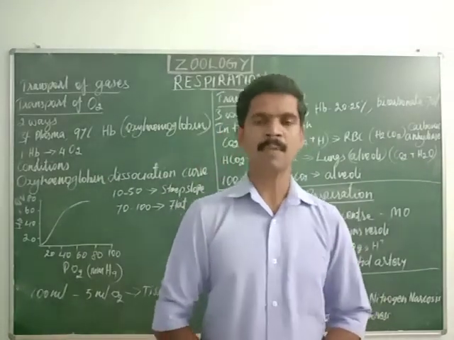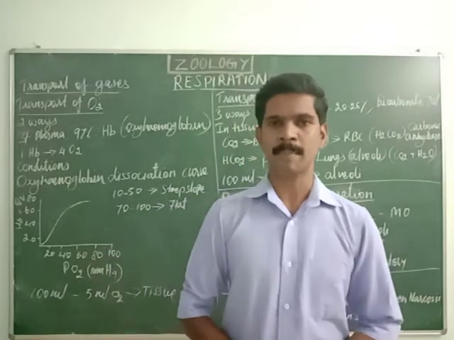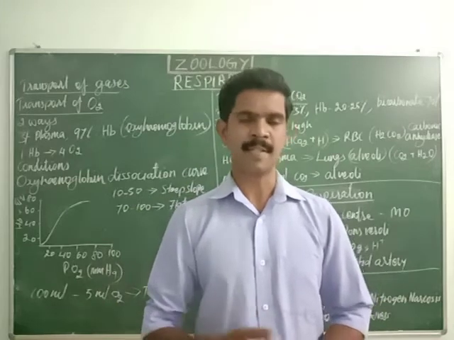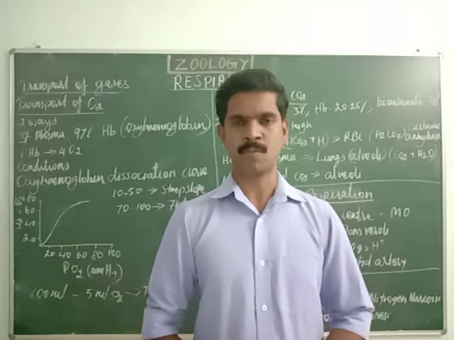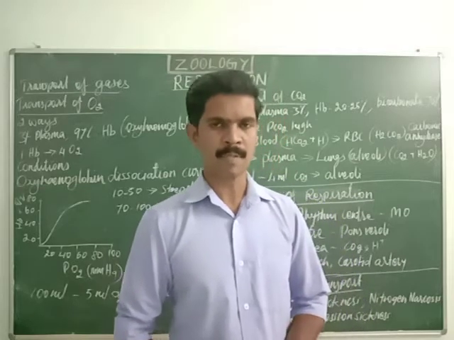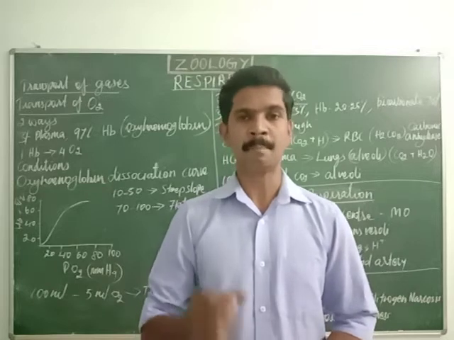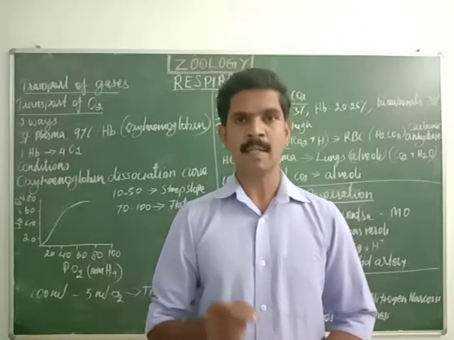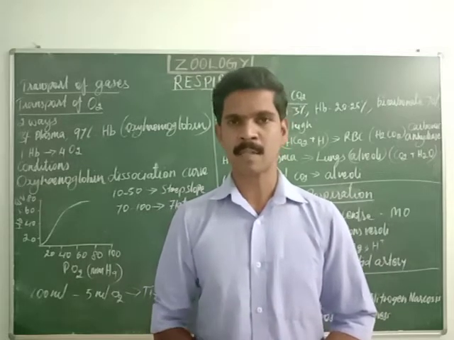Then the next point about the transport of oxygen: inside the alveoli, the pressure of the oxygen is very high. Pressure here means partial pressure, PO2. The partial pressure of the oxygen is written as PO2. So inside the alveoli, the PO2 is very high, but the PCO2 is very low. PCO2 means partial pressure of the carbon dioxide.